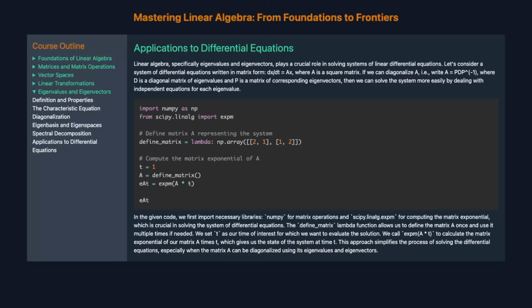In the given code, we first import necessary libraries, NumPy for matrix operations, and scipy.linalg.expm for computing the matrix exponential, which is crucial in solving the system of differential equations. The define matrix lambda function allows us to define the matrix A once and use it multiple times if needed. We set t as our time of interest for which we want to evaluate the solution. We call expm of A times t to calculate the matrix exponential, which gives us the state of the system at time t. This approach simplifies the process of solving the differential equations, especially when the matrix A can be diagonalized using its eigenvalues and eigenvectors.